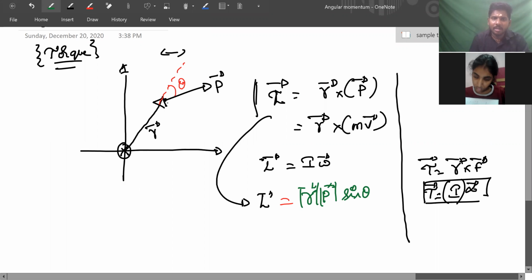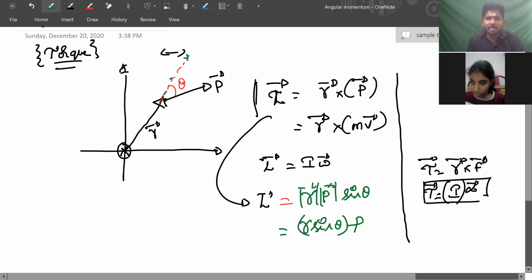Why is this the angle? Because for two vectors, the angle between them is measured when either tail and tail match, or head and head match. Either way, this can be r sin theta into p. If you extend that p like this, r sin theta is actually the perpendicular distance. This is r, this is theta, this will also become theta, so this will become r sin theta, got it?